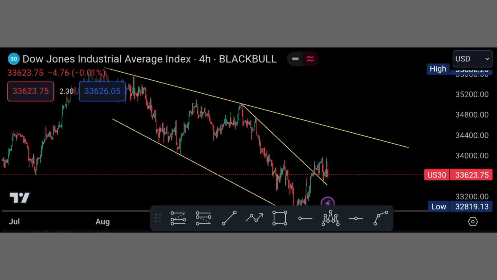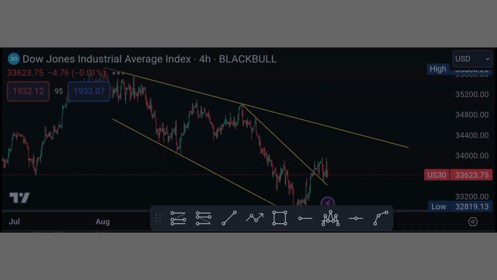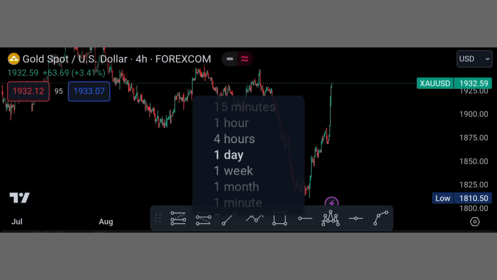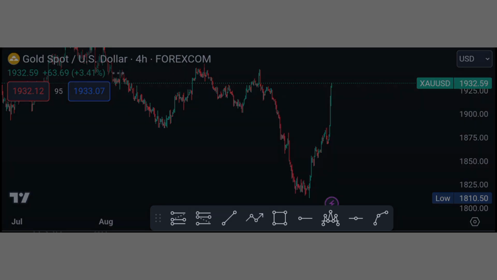We are going to move over to gold. And yo, guys, gold really moved. I've never seen something like this in a very long time on gold. Yo, it's really bad, guys. So we're just gonna go to the daily time frame and start from there.